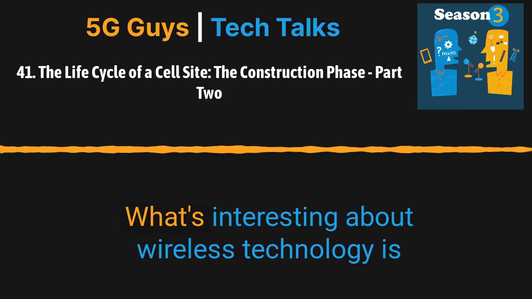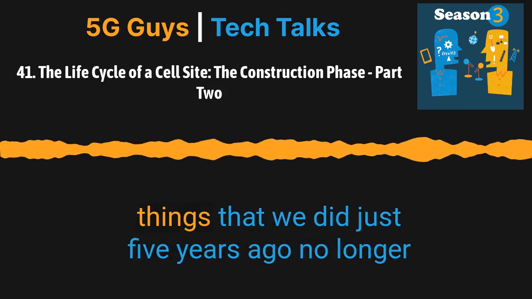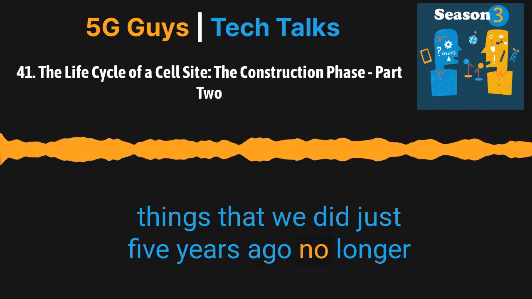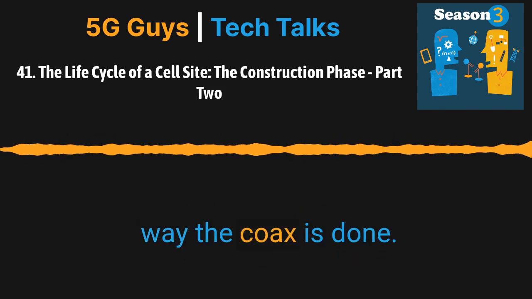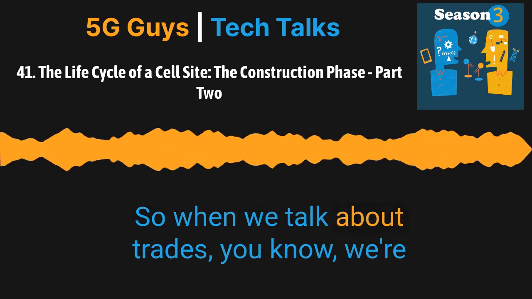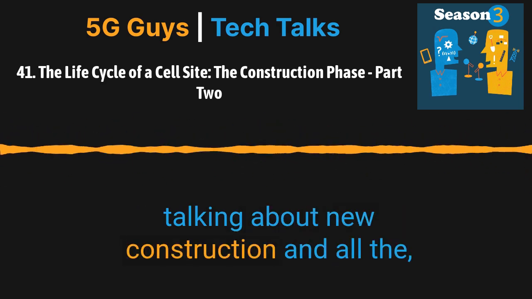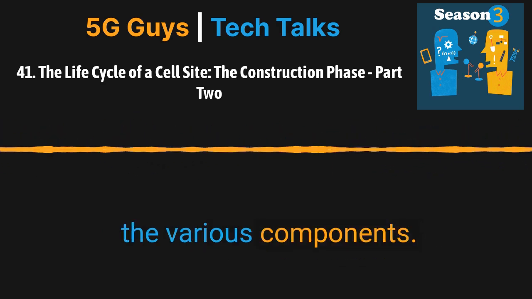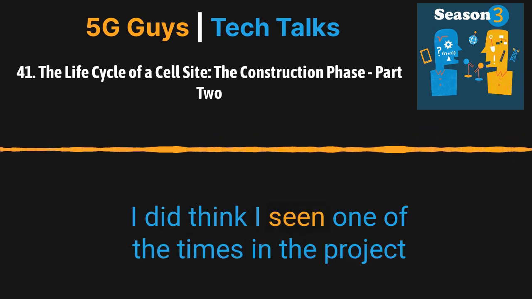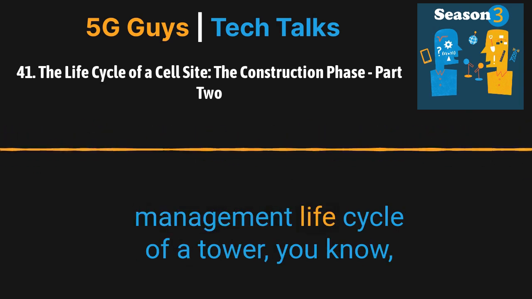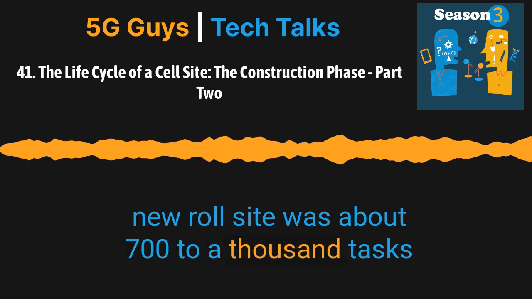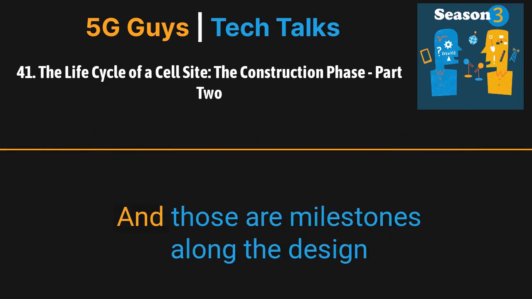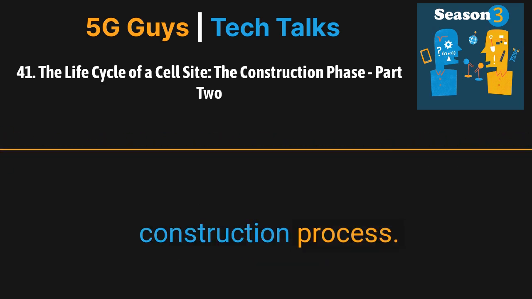What's interesting about wireless technology is that things we did just 5 years ago no longer exist. New antennas, new utilization, the way the coax is done. So when we talk about trades, we're talking about new construction and all the various components. In the project management life cycle of a new tower roll-in site, there were about 700 to 1,000 tasks that had to get done. And those are milestones along the design and construction process.